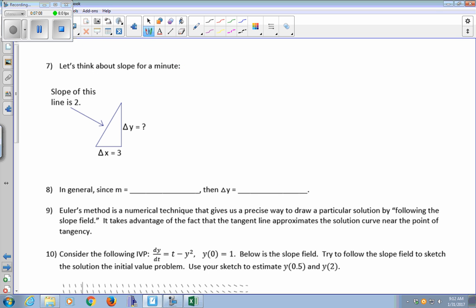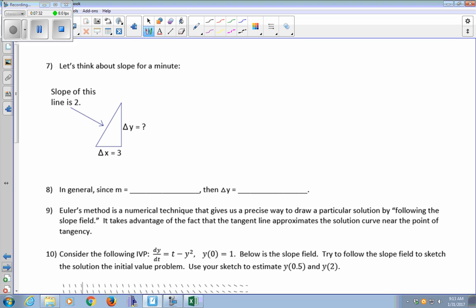Okay, so we're going to move from qualitative slope fields, where you just picture the overall shape of the graph, to a more precise numerical method called Euler's method. So we're just going to think about slope for a minute. If the slope of that line is 2 and the change in x is 3, what's the change in y?